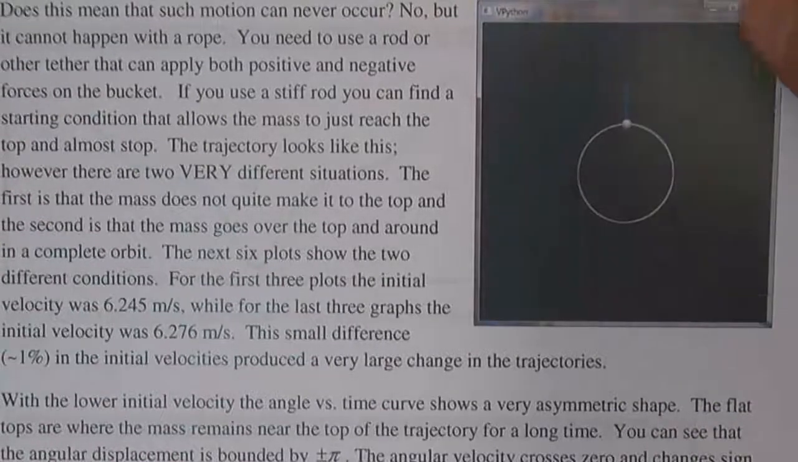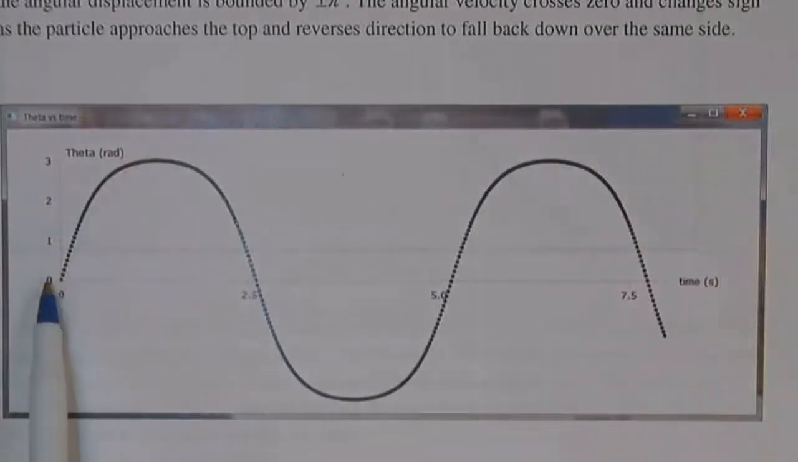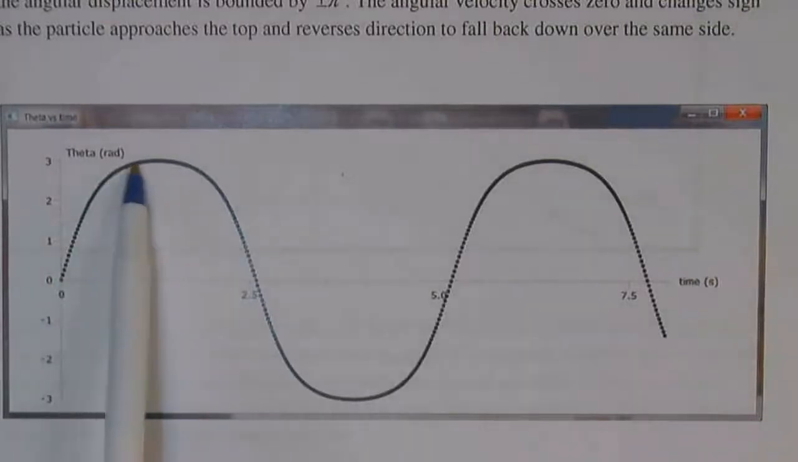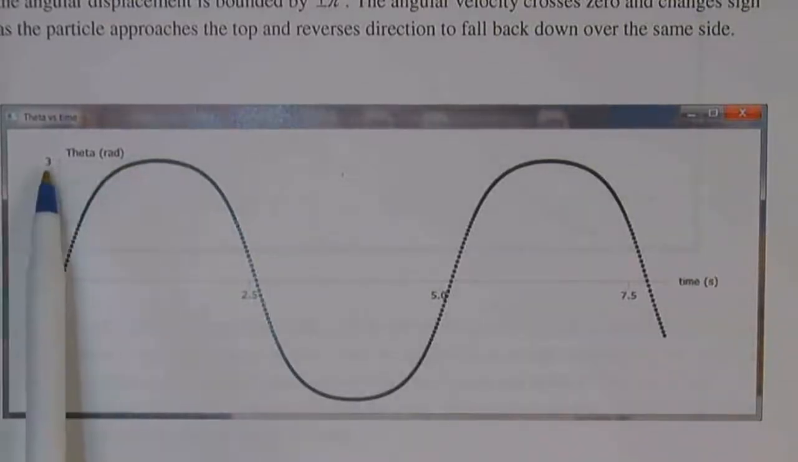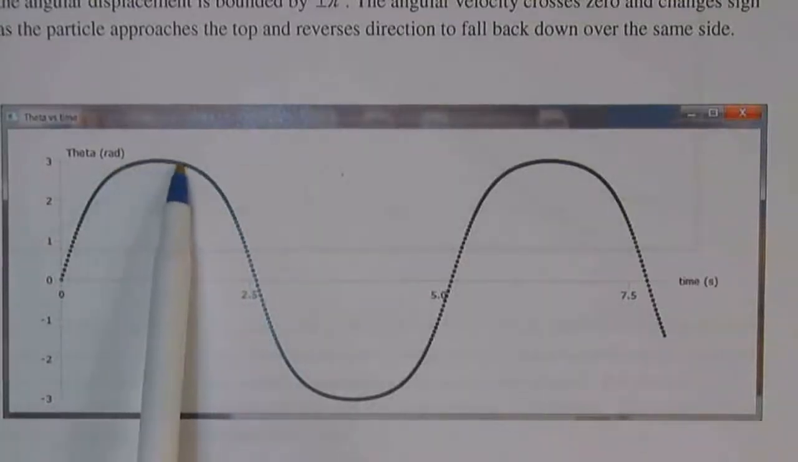So starting with the low initial velocity, this is what the progression of the angle as a function of time looks like. It has a very flat top up here around theta equal to 3.14, or pi. So what is that? That means that the bucket has swung up to the top, slowed down, is approaching the top, and progressing very slowly. That's what this flat top is right here.